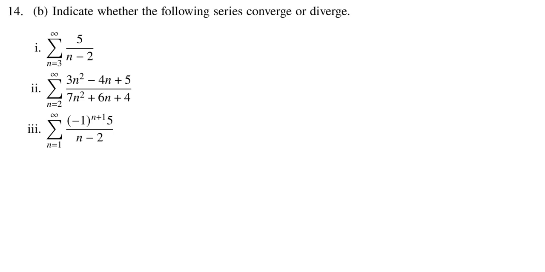So for this first one, we should again be thinking this is basically the harmonic series. So we're going to want to use the limit comparison test. So I say, okay, let's see. 5 over n minus 2, I claim that that sequence is asymptotically equivalent to the sequence 1 over n. So how am I going to prove this? Well, the limit comparison test says I need to look at the ratio. 5 over n minus 2 times n over 1, and then I take the limit as n goes to infinity.